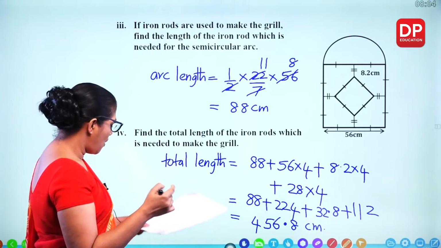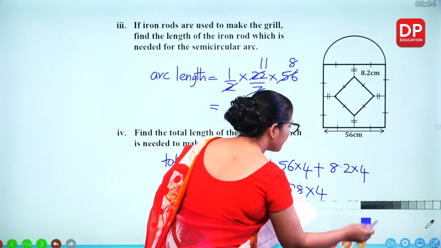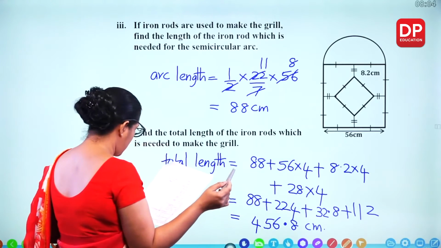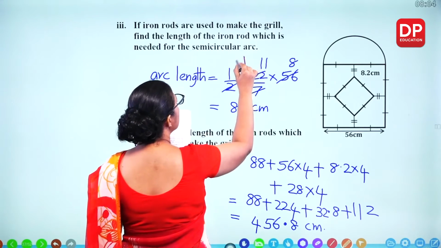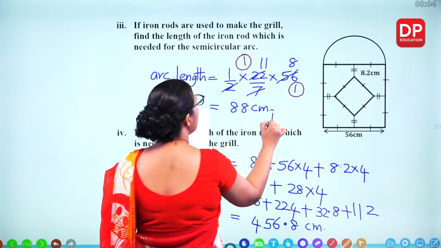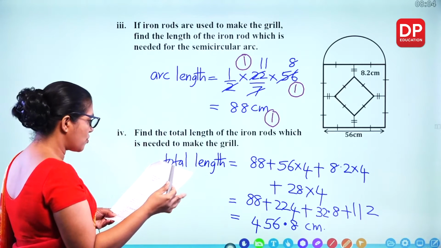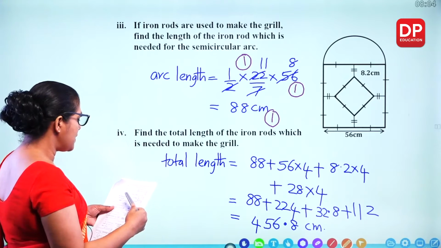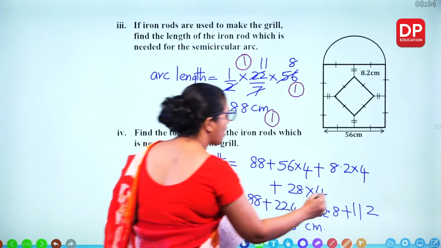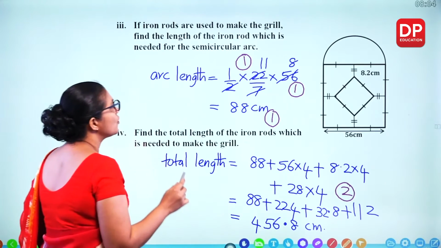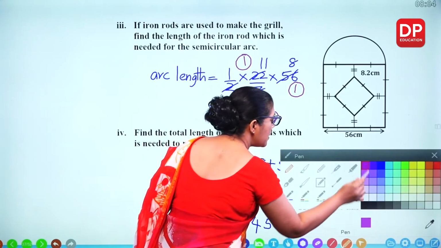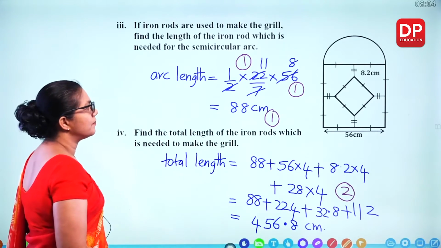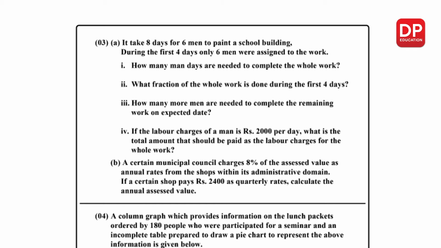So we'll see how you get marks for this. 88, 3 marks: 1 mark for simplifying, and here the answer 88, 3 marks given. And 456.8, 2 marks for the whole thing. So 3, 4, 5, and previously we gave 5 marks. So altogether 10 marks for this whole question. Now you can try question number 3 and 4.